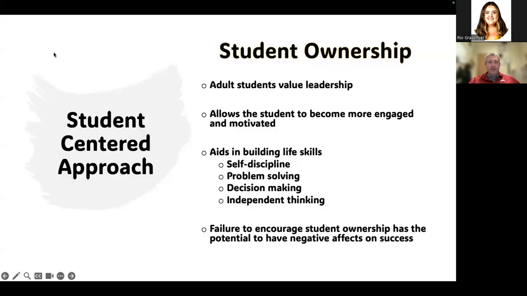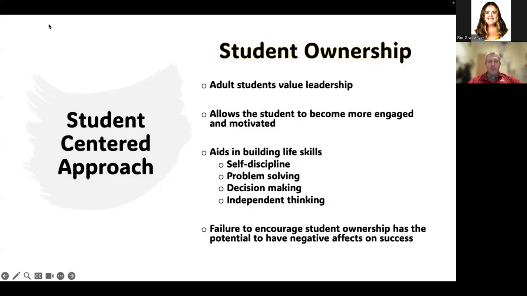So let's look at the student responsibility. We've looked at some of the classroom management techniques that are going to take you from good to great. But what about student ownership, the student-centered approach? Adult students value leadership. If you are not a leader within your program, within your classroom, and within your day with your students, they don't trust you. They don't believe in your leadership style, and that's when we start to lose them. We have to be forward, and we have to lead them to success. They desire that, and they need that.